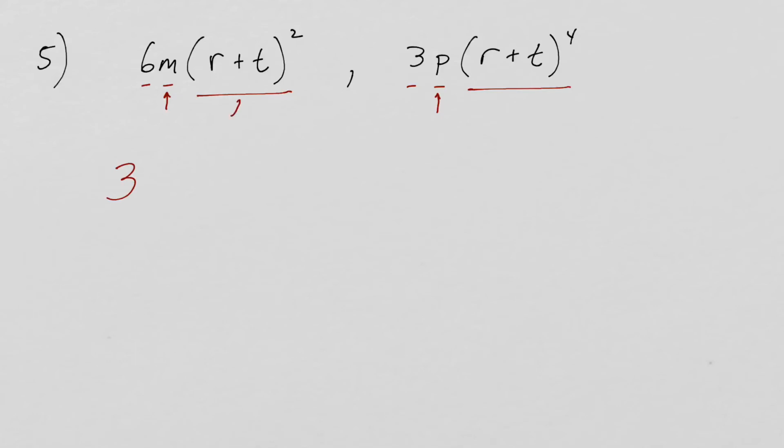This one has an r plus t to the second power. This one has to the fourth power. 2 is smaller, so that's what we're going to be able to include. So this will be r plus t to the second power, and that's the GCF.